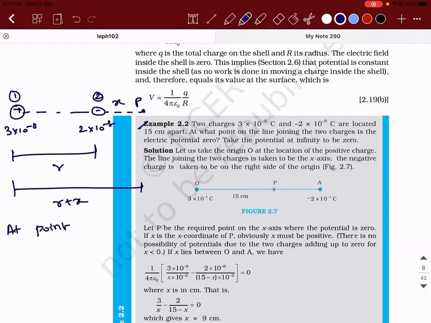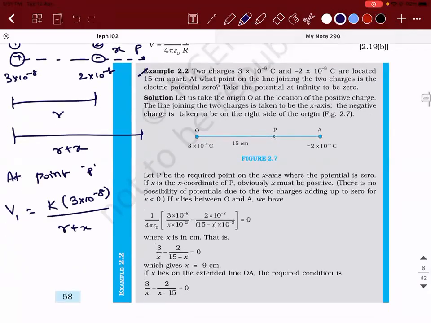If I take this as the first charge and this as the second charge, at point P, can I say that the potential due to the first charge, V1, is how much? K Q by r, where Q is 3 into 10 power minus 8, divided by r plus x. Similarly, what is V2, guys? K into minus 2 into 10 power minus 8 divided by x. Since both these quantities are scalar quantities, to find the total potential at point P, you need to add them algebraically, right?